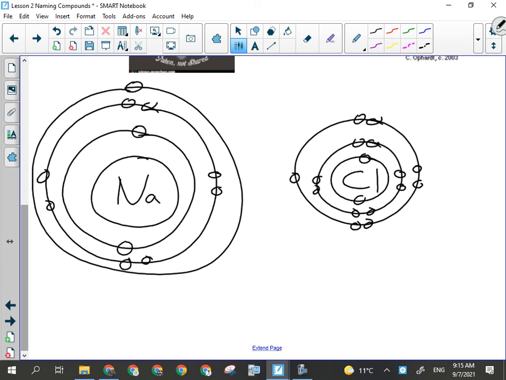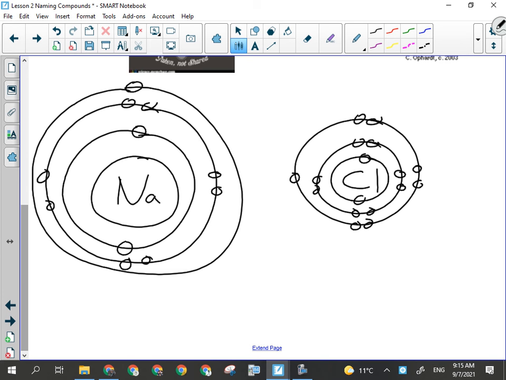Pick up one. These two get along famously because they each have what the other wants. Sodium wants to get rid of an electron, and chlorine desperately needs to pick one up. So they will do exactly that. Sodium will donate this electron to chlorine. Chlorine will happily take it, and they will form an ionic bond. Ionic bonds are incredibly weak.